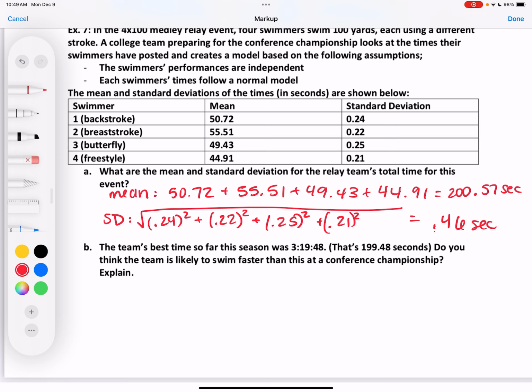All right, so we need to find the z-score, which we haven't done in a while. I forgot about those. Me too. So z is, we take their best time and subtract off the mean and then divide it by the standard deviation. So 199.48 minus 200.57 over 0.46. And that's going to give us approximately negative 2.36.